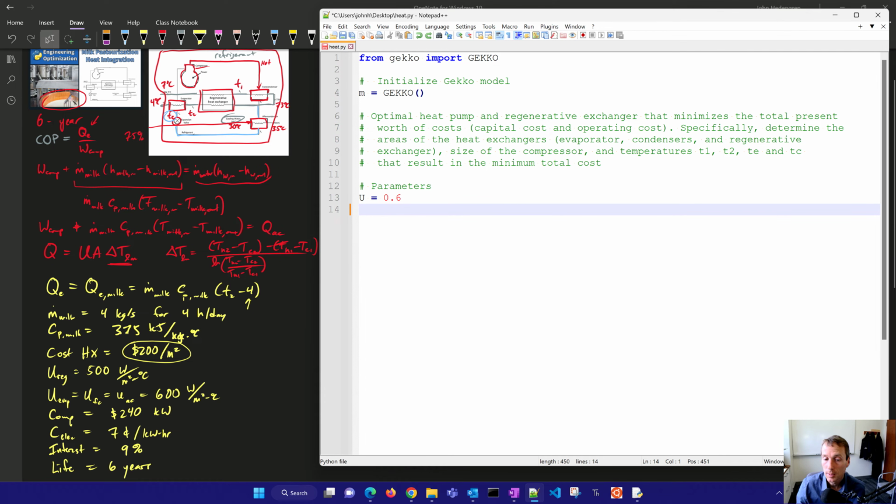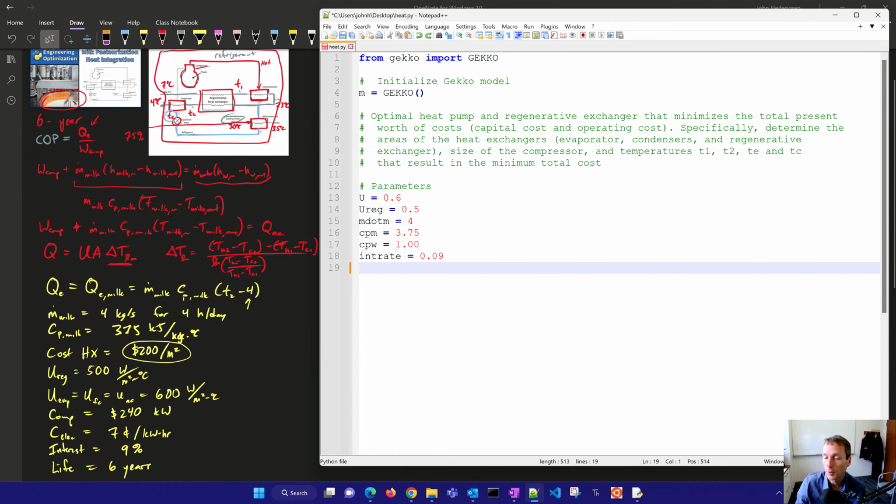Our 0.6. Okay, we're going to put all of these into the same unit, so kilowatt per meter squared degrees Celsius. Here's for the regenerative heat exchanger. We also have the mass flow rate of the milk, the heat capacity of the milk, and heat capacity of the water. The interest rate in fraction, so from percent to fractional, and then the number of periods is 6, so that's going to be 6 years.